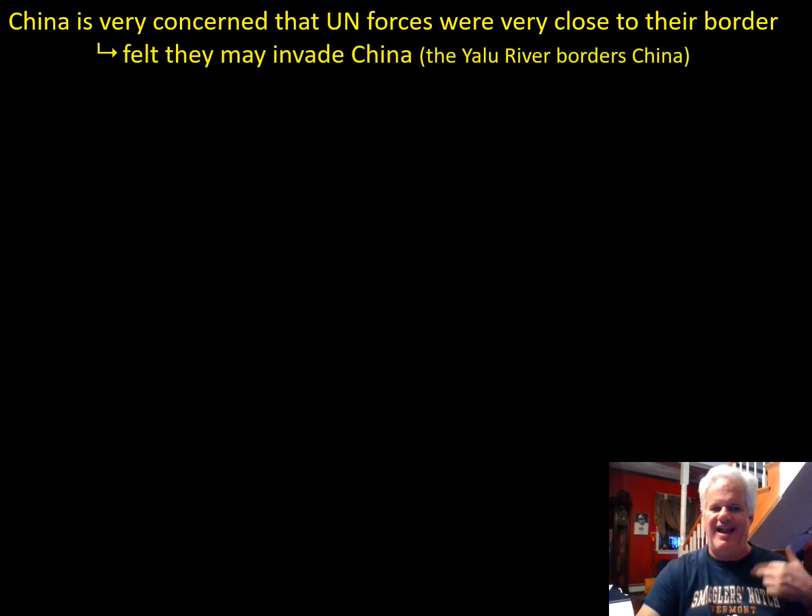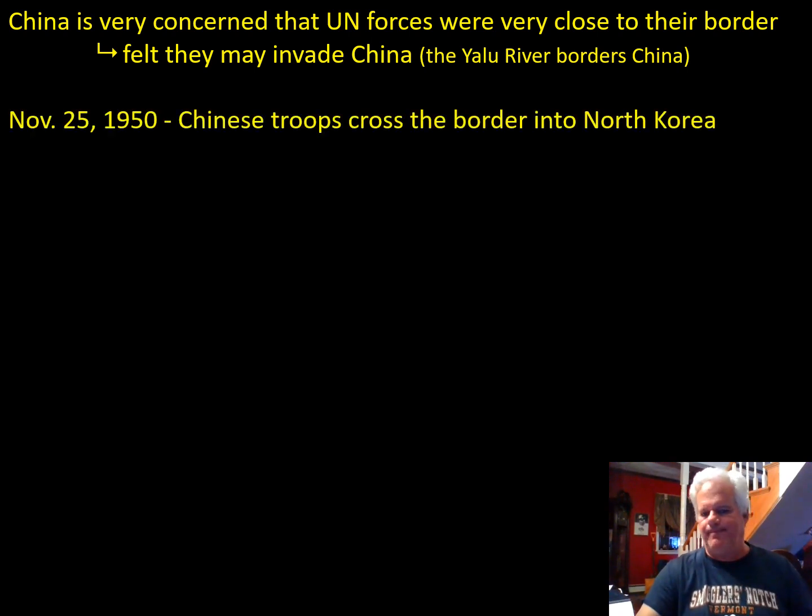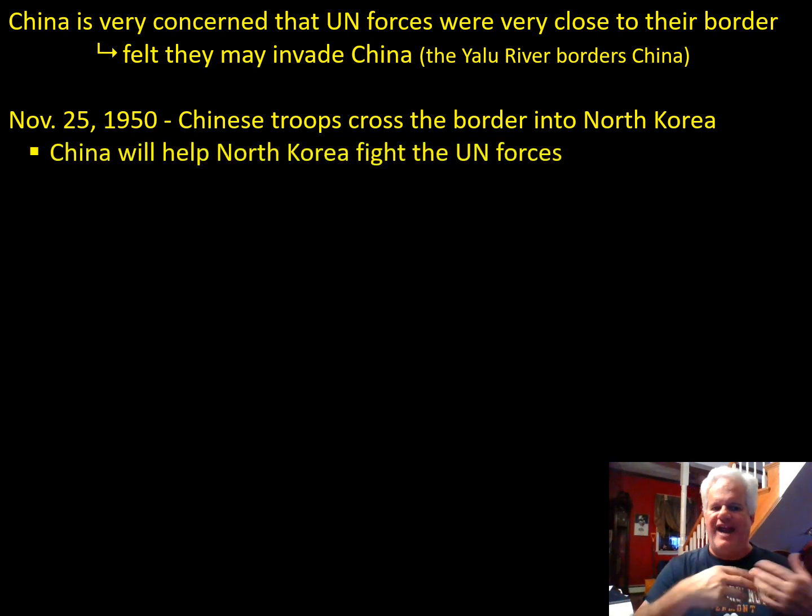Now, since China is very concerned with the UN forces close to their border, they felt that the UN forces might invade China. They're only separated by the Yalu River. So they aren't going to wait. Right before Thanksgiving, Chinese troops crossed the border into North Korea, and they're going to now help the North Koreans fight the UN forces. The war is now totally different.